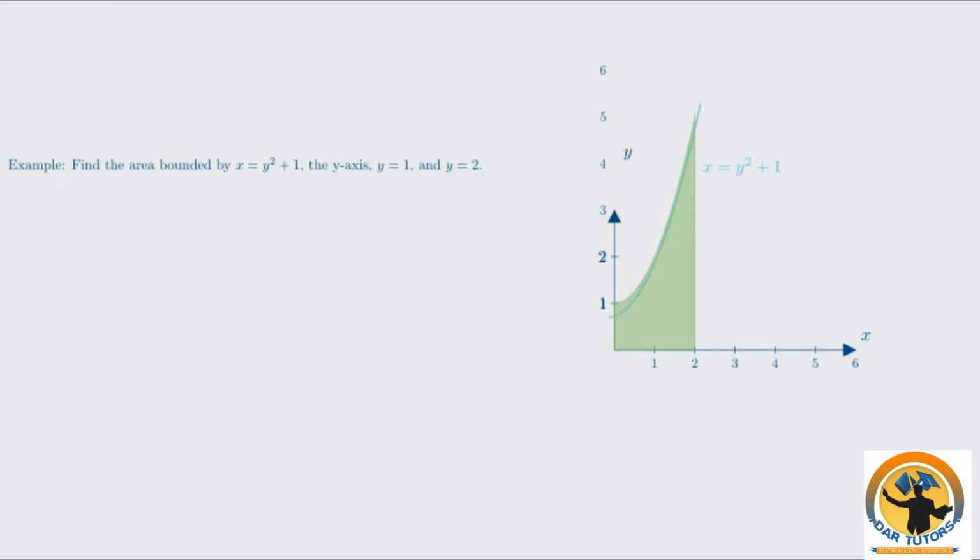Notice that the curve x equals y squared plus 1 is always to the right of the y-axis in this interval, so our function g of y is positive. Now we apply our formula. The function is g of y equals y squared plus 1, and our bounds are c equals 1 and d equals 2. So the area is the integral from 1 to 2 of y squared plus 1 dy. Let's evaluate this integral. The antiderivative of y squared plus 1 is y cubed over 3 plus y. We evaluate this from 1 to 2.